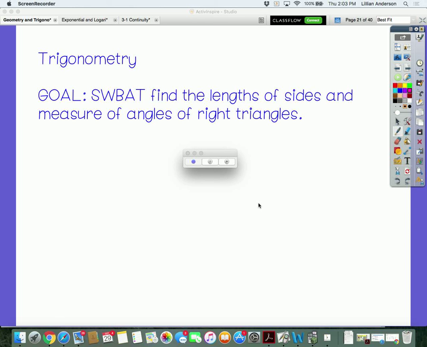We are talking about trigonometry again today. You guys are going to be able to hopefully refresh your memory on how to find lengths of sides and measures of angles of right triangles. This is going to be a recap from your geometry days, you know, relating to trig and all that good stuff, okay?